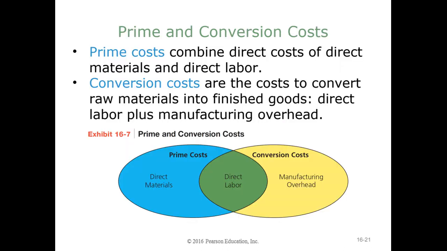So prime cost and conversion cost. Prime cost combines the direct costs of direct materials and direct labor. Conversion costs are the costs to convert the raw materials into finished goods: direct labor plus manufacturing overhead. In this area down here, we see all the prime costs on the left and the conversion costs on the right. Prime costs are direct materials, conversion costs are manufacturing overhead, and when those two cross over, that's where we have our direct labor. This is just more of a visual to see what they're saying here.